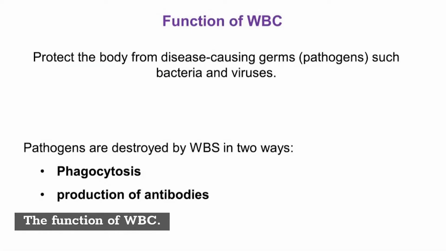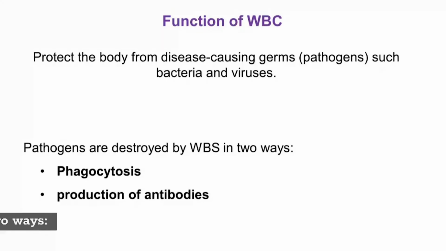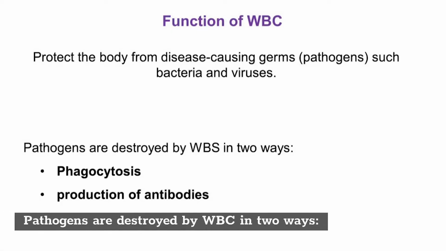The function of WBC: protect the body from disease-causing germs, pathogens, such as bacteria and viruses. Pathogens are destroyed by WBC in two ways: by phagocytosis and by producing antibodies.